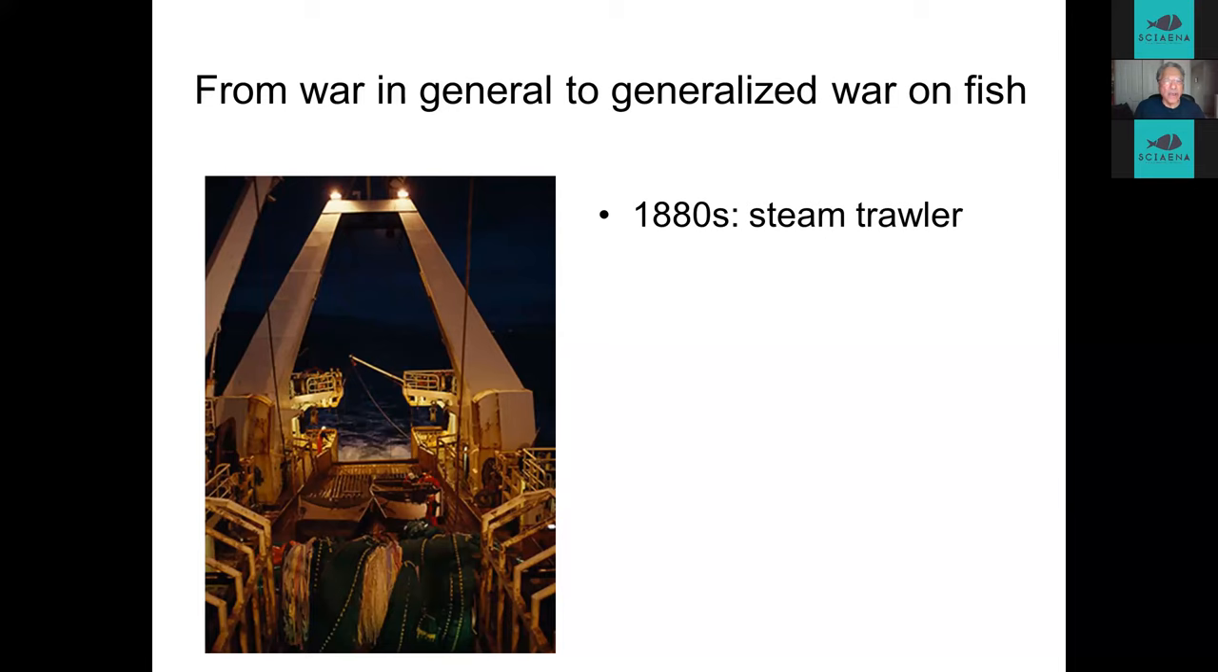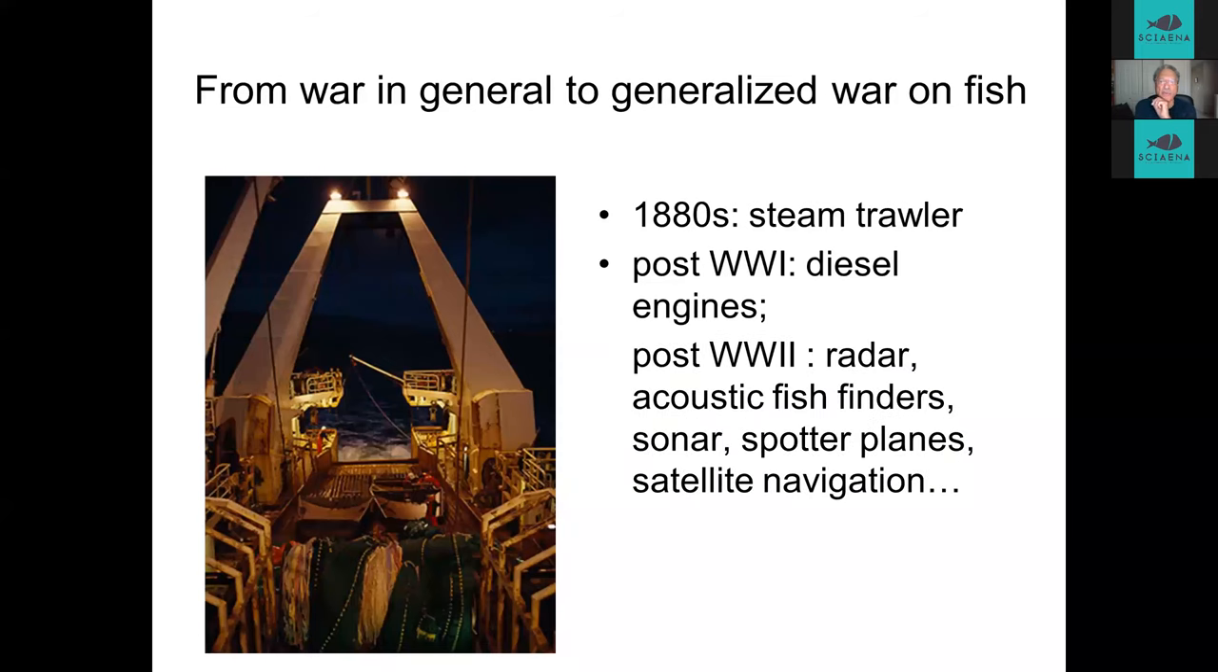The steam trawlers obviously were a fishing version of steel warships, and the transition to the diesel engine also came from warships. And you can see, especially after World War II, that the range of gear used to find fish was adapted from the technology that we developed to find submarines: the radar, acoustic fish finders, sonars, spotter planes, and later satellite navigation, all developed for the military. And so we clearly won the war on fish, because fish are less smart than the captains of submarines.